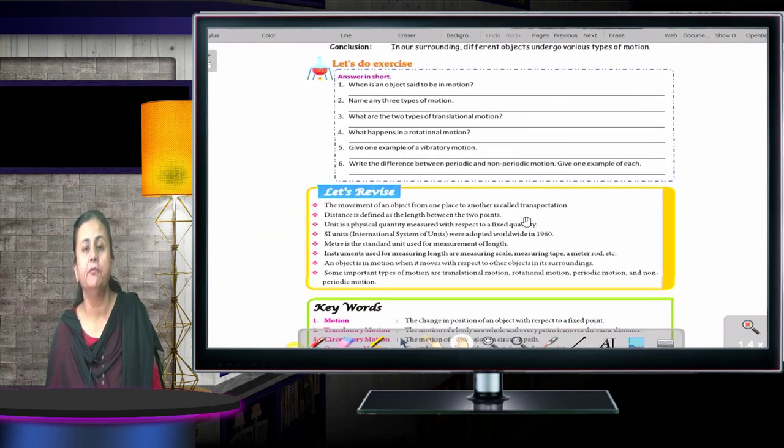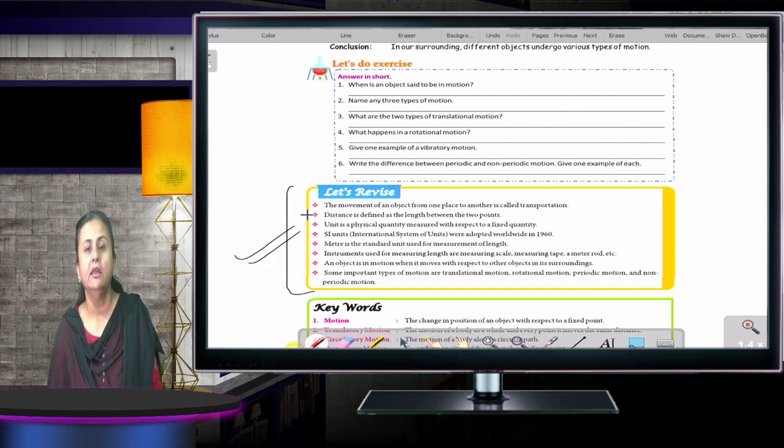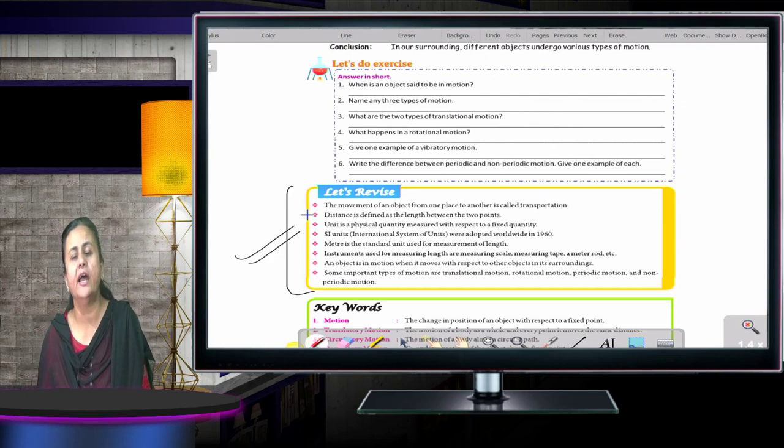With this you finished the chapter. There are many points given over there, let's revise. Kindly go through it. Read the chapter many times so that whatever query you have, it can be solved by you.